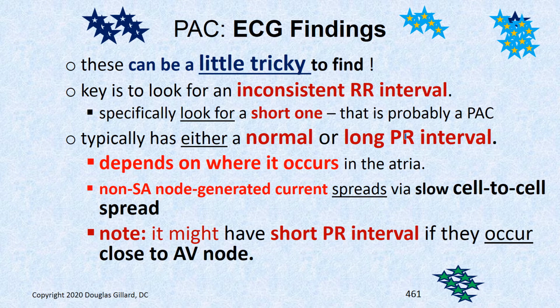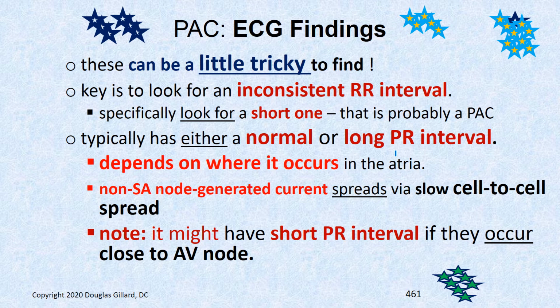With regard to the PR interval, not the RR interval. Did I say PR? RR interval? I think I said that right. They typically have a long PR interval or a normal PR interval, so you can tell them. The trouble comes when you have one that occurs near the AV node. If it occurs in the atrial myocardia right next to the AV node, then there's going to be probably a short PR interval.